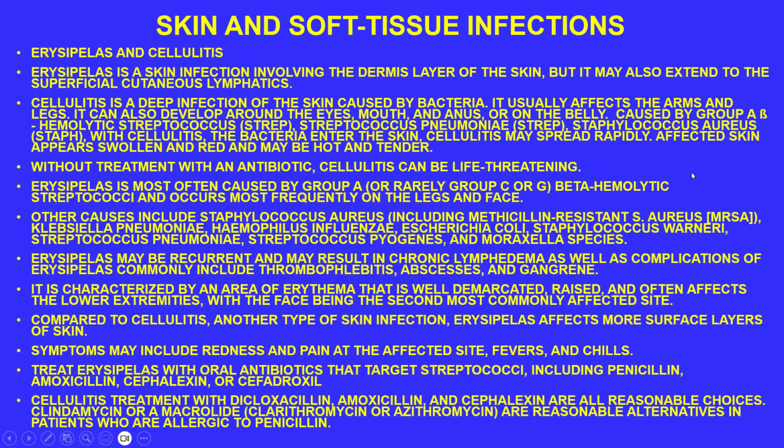Now, the next area we're going to cover is erysipelas and cellulitis. Now, erysipelas is a skin infection involving the dermis layer of the skin, but it may extend to the superficial cutaneous lymphatics. Okay, so it can go down deeper. Cellulitis is a deep infection of the skin caused by bacteria. It usually affects the arms and legs and can develop around the eyes, mouth, and anus, or on the belly.